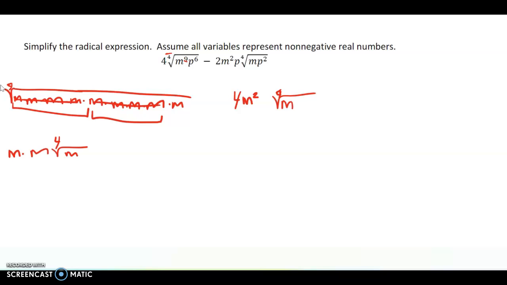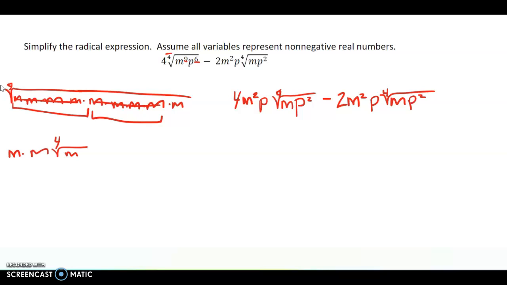We have 6 divided by 4. Well, 4 goes in once, and so then we'll have 2 left over, so p squared, and then minus 2m squared p, and then the 4th root of mp squared.